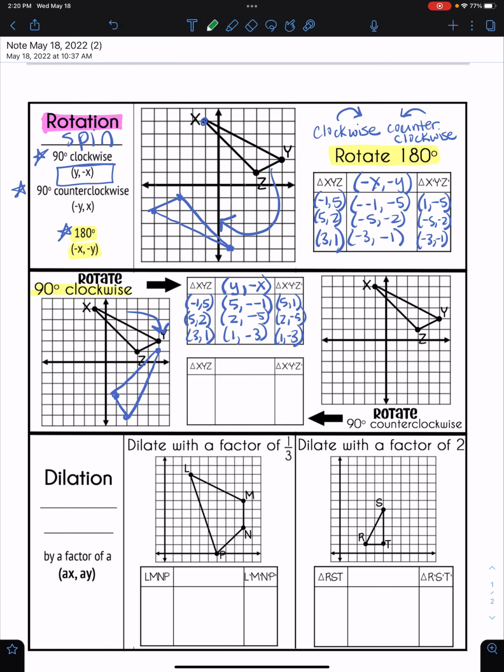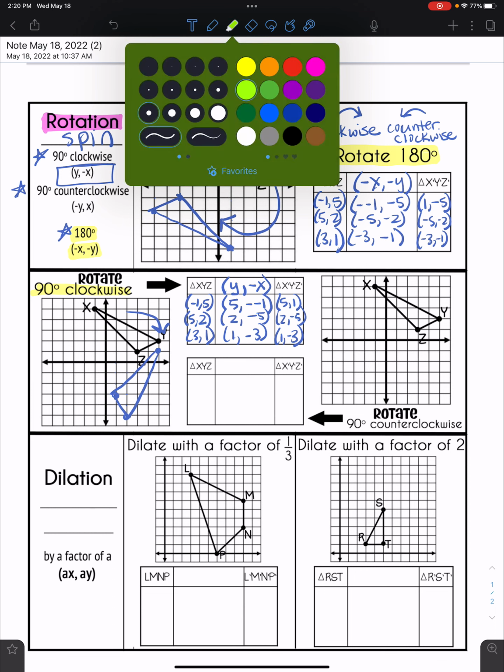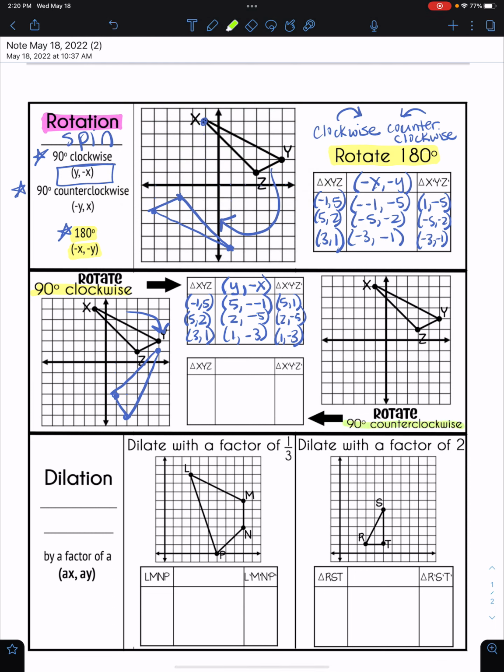Lastly, let's do our 90-degree counterclockwise rotation. We're going to fill in our points. It's the same picture we started with in the last two, so I don't have to do too much thinking here. I'm just going to copy those 3 ordered pairs down.